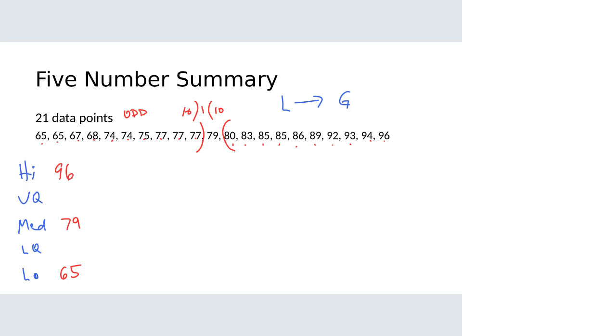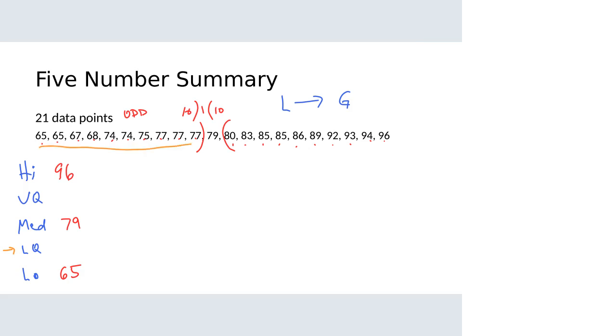I also need to find the lower quartile and the upper quartile. The lower quartile is the median of the lower half of my data set. Again, median's not in the lower half, so that's not part of it. It's just those 10 numbers that are the lower half of the data set. And so what I want to do is find the median of that.